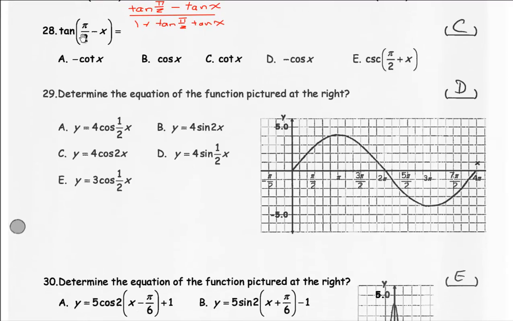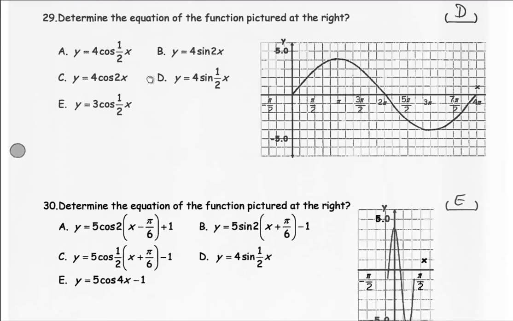And there are identities for that as well. For number 29, it says determine the equation of the function pictured at the right. And so notice that it starts at the origin. So to me, it looks like a sine function. But if you want to use a cos function, you could actually just have a phase shift. But you can do the sine without any phase shift. This is the axis for the function, and it goes up to a maximum of 4 or down to negative 4. So the amplitude is 4.